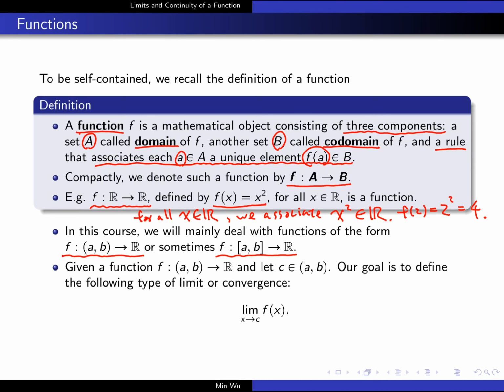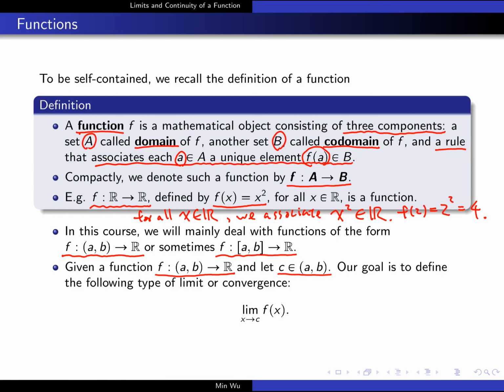Our next goal is to define the following concept of limit. If we are given a function with an open interval as a domain, and suppose we have a point c in the domain, our next goal is to define the following type of limit or convergence. We want to talk about the limit of the function when the point x is close to c. So this is what we want to talk about next.